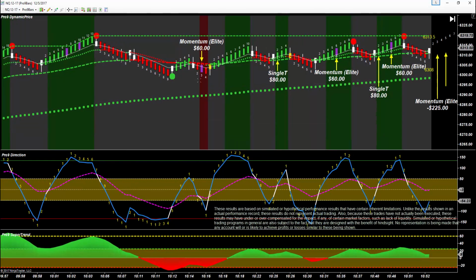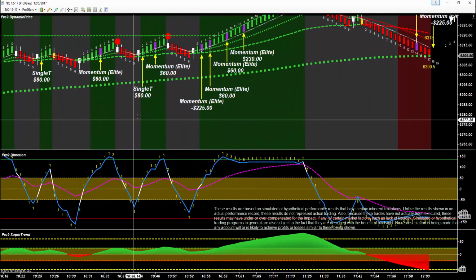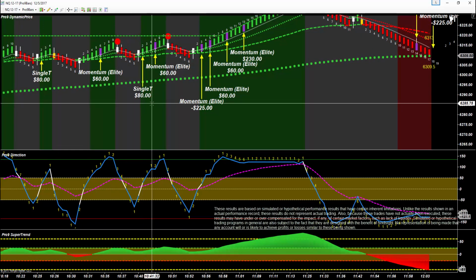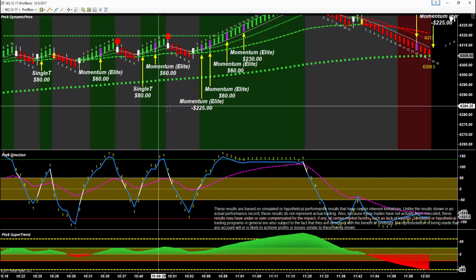Our next qualified trade is a momentum short, this one just hitting its profit target, the runner getting stopped out at break even. Followed by a single T long at 10:25, just hitting profit target. Our next one is a momentum long, also just hitting profit target. Then we have a single T that just hits profit target, and we can hop back in on this momentum, which also just hits its profit target.